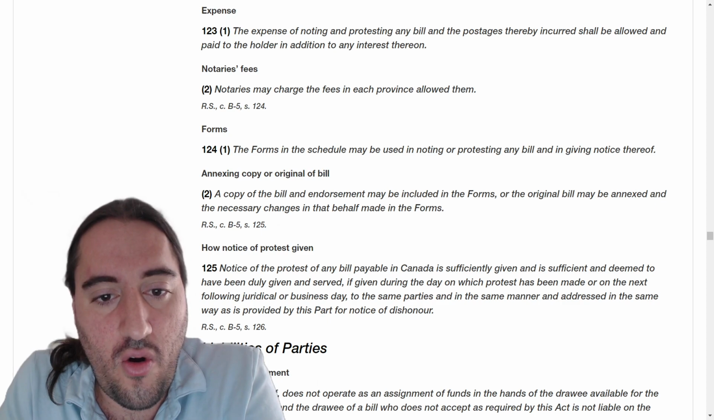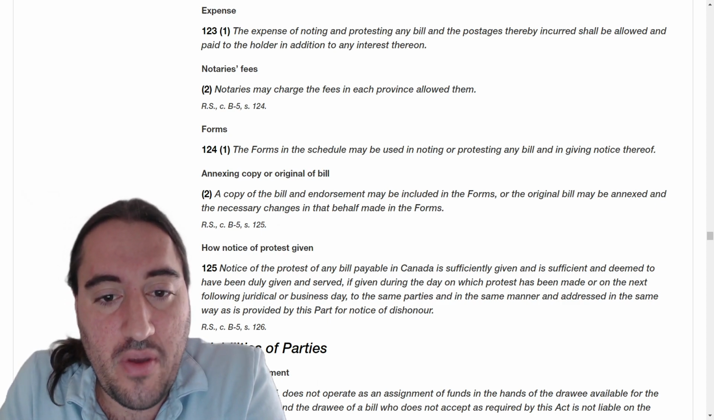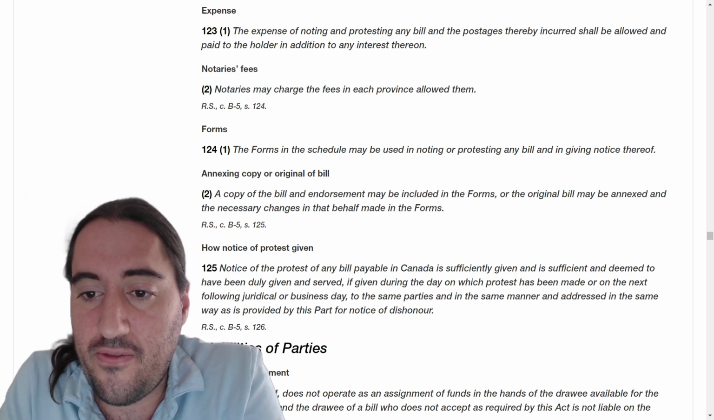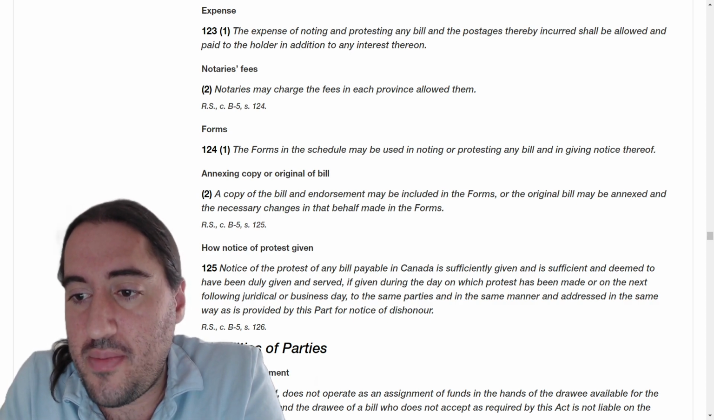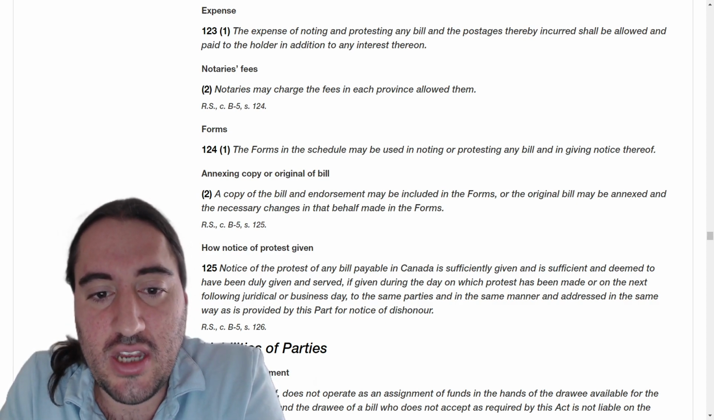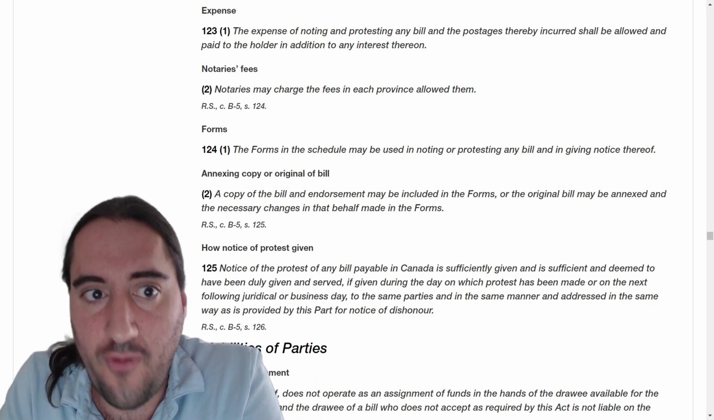Annexing copy or original of bill. A copy of the bill and endorsement may be included in the forms, or the original bill may be annexed and the necessary changes in that behalf made in the forms.